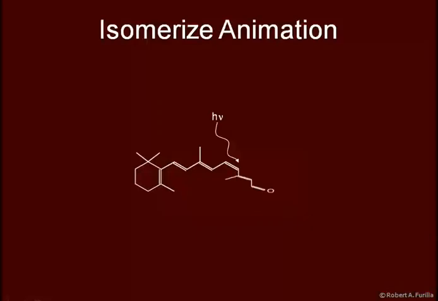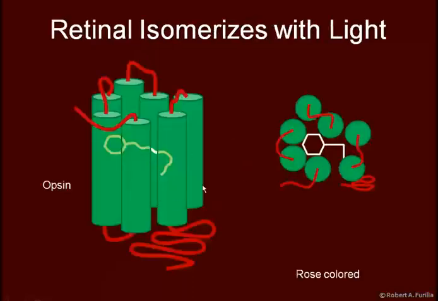Well, this animation shows you what's happening. H nu here is the abbreviation for light. We'll do that again. This is the opsin molecule. There are 7 transmembrane regions, and inside here, embedded in the opsin, we see the chromophore. This is retinal, and it's in its cis form.